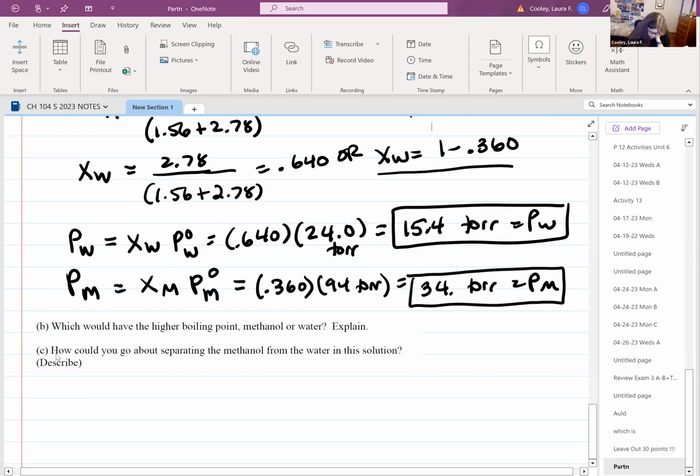So what about which would have the higher boiling point? So what is boiling point? Does anybody remember what boiling point is? The definition of boiling.